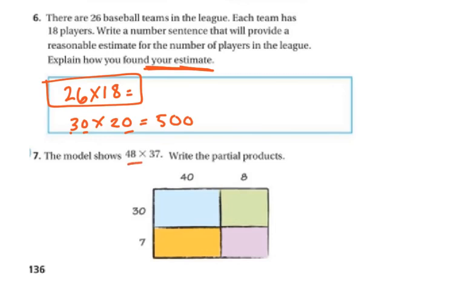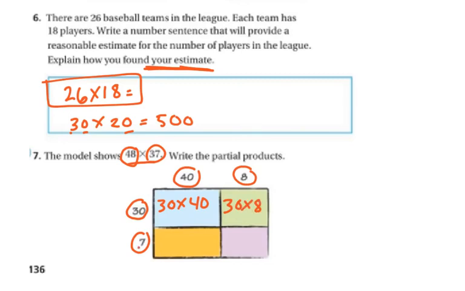Okay, this model shows 48 times 37. Write the partial products. So first of all, let's make sure they did it right. 37 looks right to me. 48, 40, and 8 looks right to me. So in this box, I'm going to have 30 times 40. And in this box, I'm going to have 30 times 8. And then I'm going to have 7 times 40. And then 7 times 8.